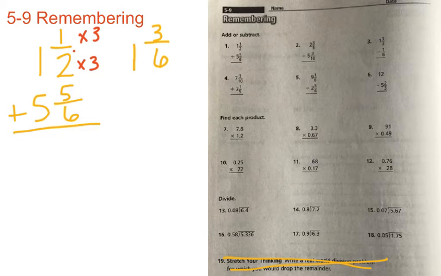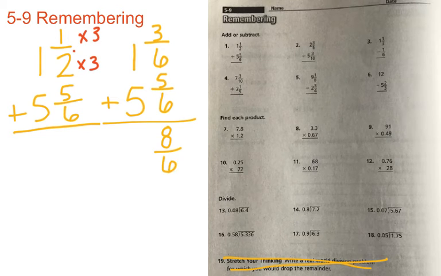And now we're adding to that 5 and 5/6. And we can go ahead and just bring that over. We can add our numerators. 3 plus 5 is equal to 8, and our denominator stays the same, and it's 6. And we can add our whole numbers. 5 plus 1 is equal to 6. And we're left with 6 and 8/6.